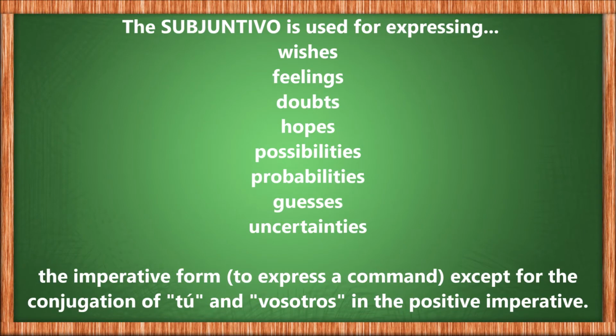And how exactly do I use this presente subjuntivo thing? Here is a list. The subjuntivo is used for expressing wishes, feelings, doubts, hopes, possibilities, probabilities, guesses, or uncertainties. Also in the imperative, to express a command, except for the conjugation of tú and vosotros in the positive imperative.